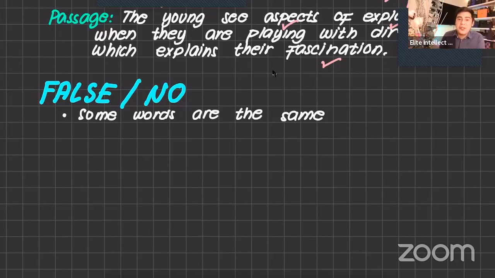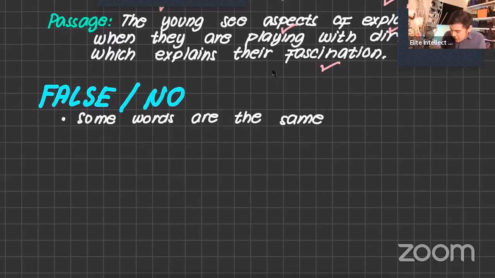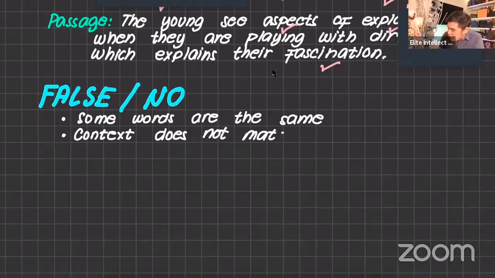So this is the number one trick that the IELTS does to confuse the students. For false, what they're going to do is write the sentences similar to each other on the passage and on the question. But if you look at the context, hindi nagmamatch yung context niya. It does not match at all.